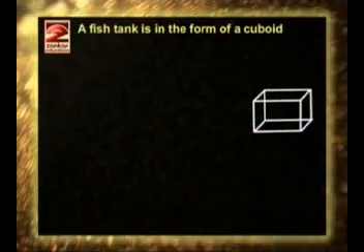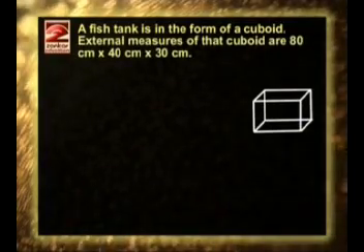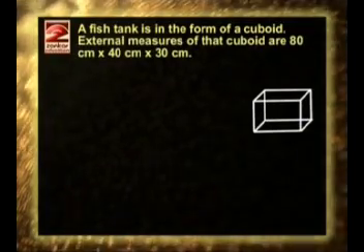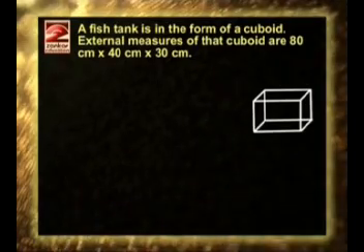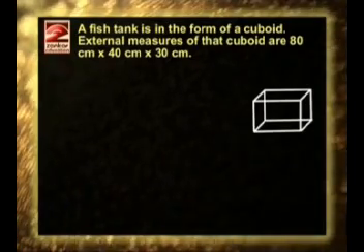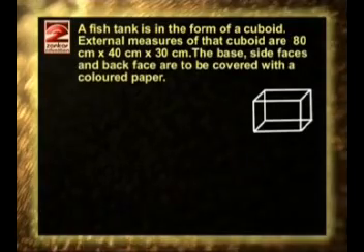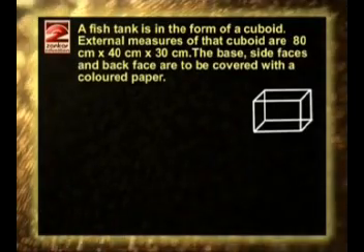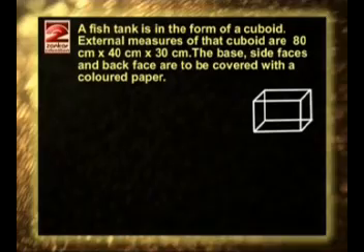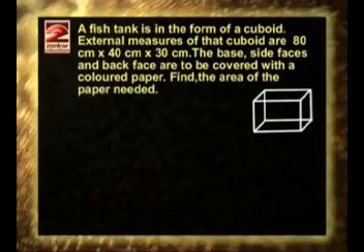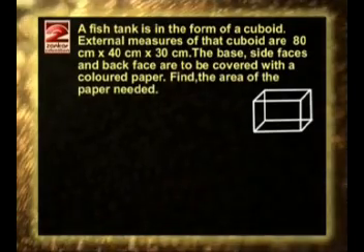The question is, a fish tank is in the form of a cuboid and the external measures of that cuboid are 80 cm by 40 cm by 30 cm. The base, side faces and back face are to be covered with colored paper. Find the area of the paper needed.